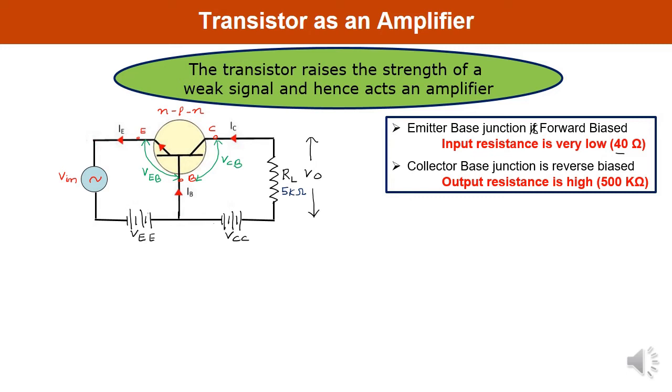Now what will happen when the input AC signal, represented by V in, is superimposed on this VEE, which is the DC voltage? The emitter base voltage varies with time, and because of this, the emitter current IE also varies. You must remember that the collector current is a function of the emitter current, so similar variations can be observed in the collector current.